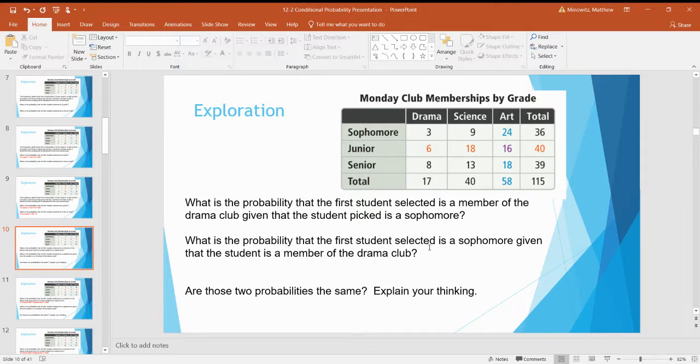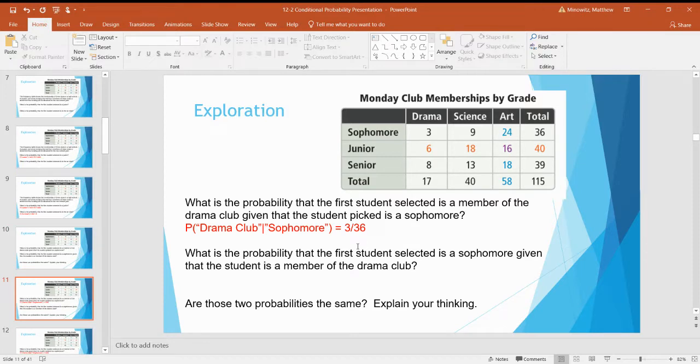So let's look at this first question. What's the probability that the first student selected is a member of the drama club, given that they're a sophomore? So we know that we're only looking at the sophomores. So we're only looking at 36 total people here. And we want to know how many sophomores are in the drama club. So we have 3 sophomores in the drama club out of 36. So the probability of drama club given sophomore, and we're going to see what this symbol means momentarily, is 3 out of 36, because we already know they're a sophomore.